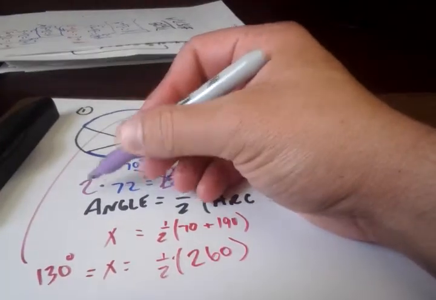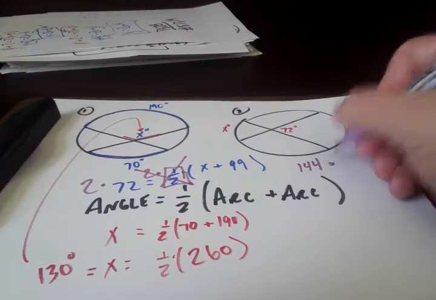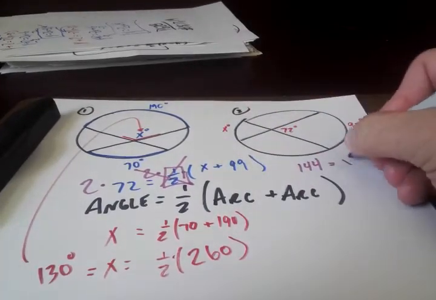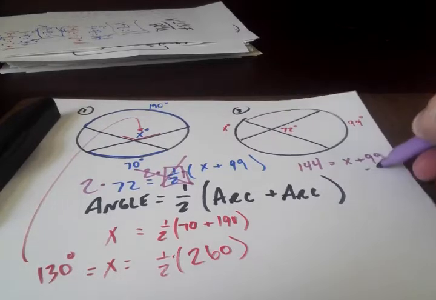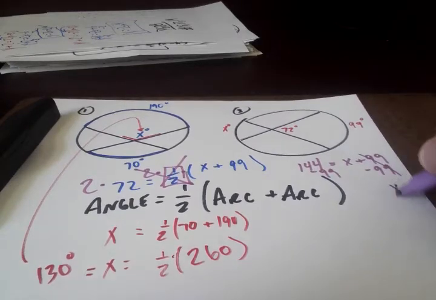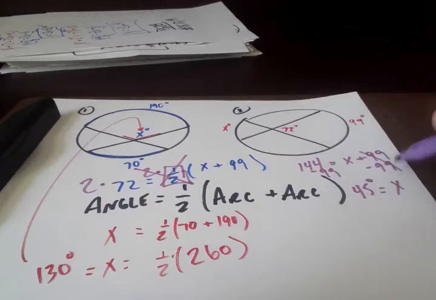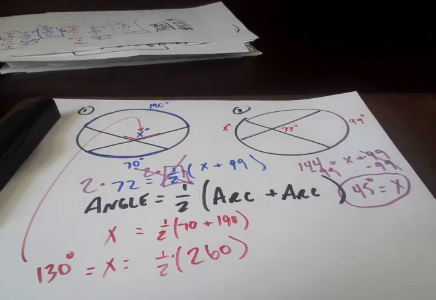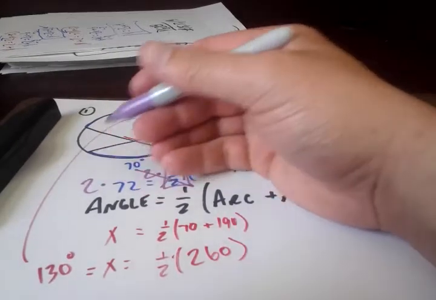What's 2 times 72? Check me in your calculator. It should be 144. We still have an x plus 99 over here. And this time we'll subtract the 99. All right, and it looks like 144 minus 99 should be 45 degrees. Okay. All right. So that's doing it a little backwards there. Remember, we can times the 1/2 to the other side.